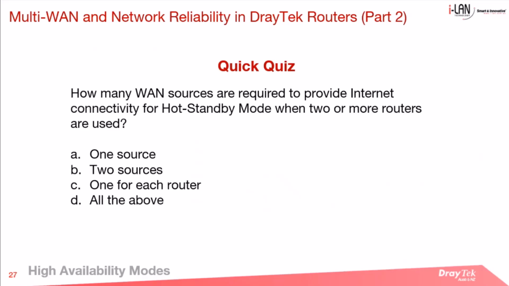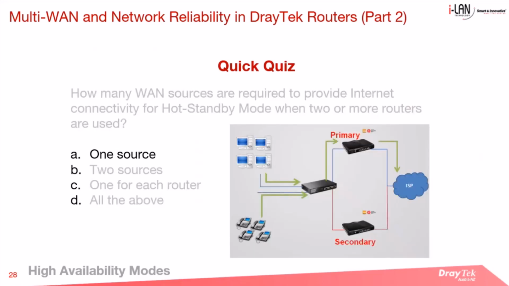Good. Okay, another one. How many WAN sources are required to provide internet connectivity for hot standby mode when two or more routers are used? A, one source; B, two sources; C, one for each router; D, all of the above. Hot standby mode, A, you mean? Sure. So the answer is A.